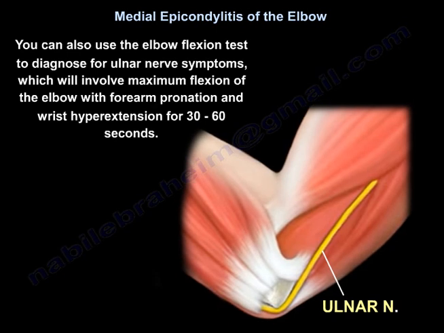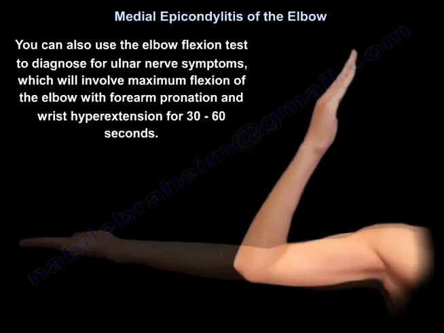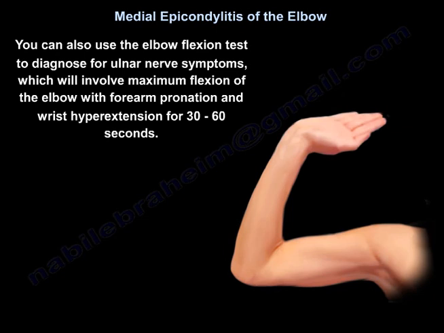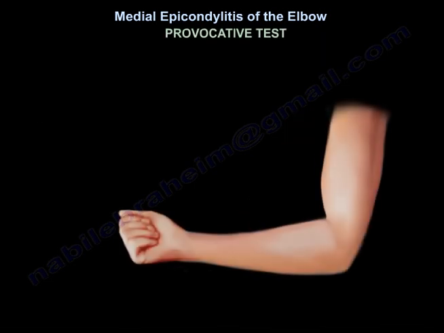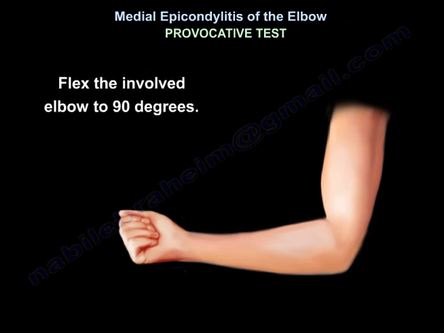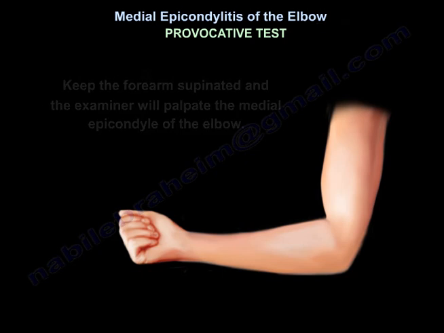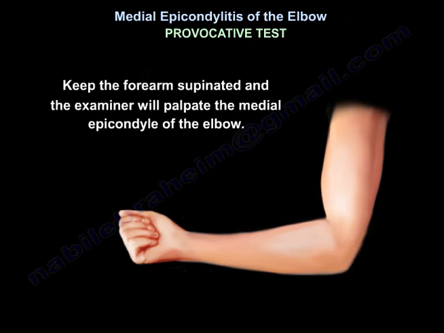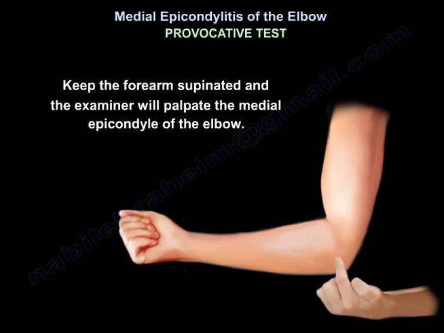You can also use the elbow flexion test to diagnose for ulnar nerve symptoms, which will involve maximum flexion of the elbow with forearm pronation and wrist hyperextension for about 30 to 60 seconds. So how do you examine for the medial epicondylitis? Flex the involved elbow to 90 degrees. Keep the forearm supinated, and the examiner will palpate the medial epicondyle of the elbow.